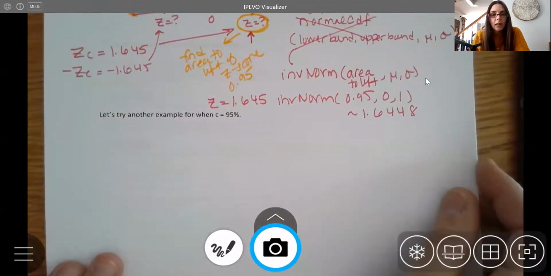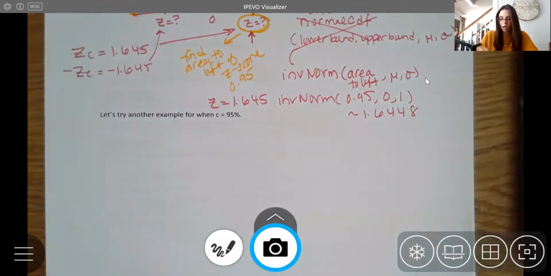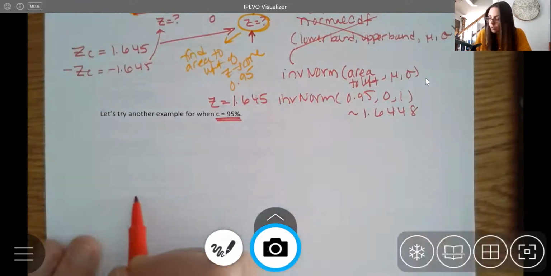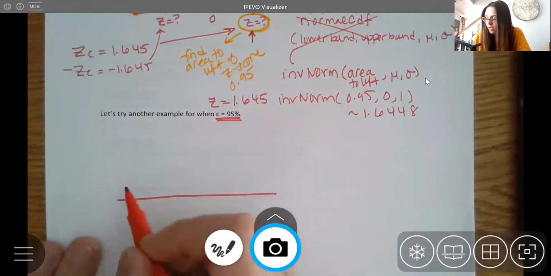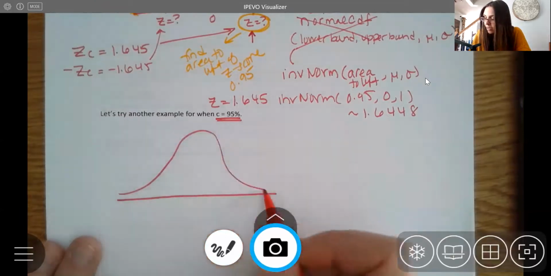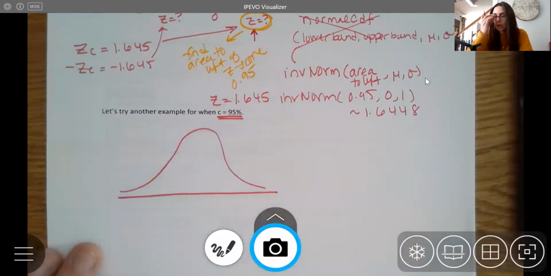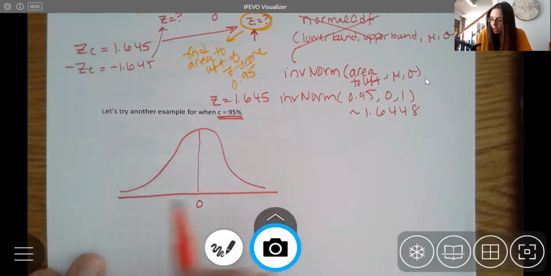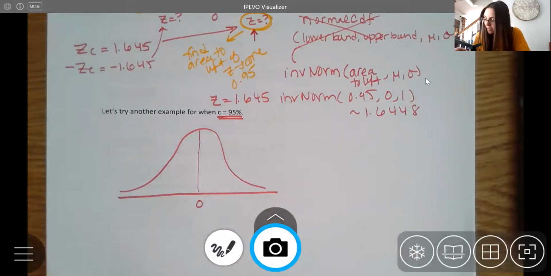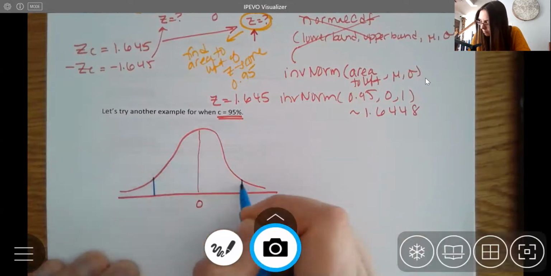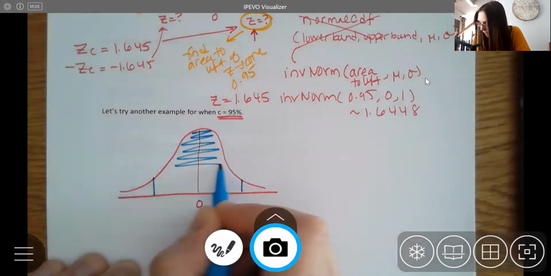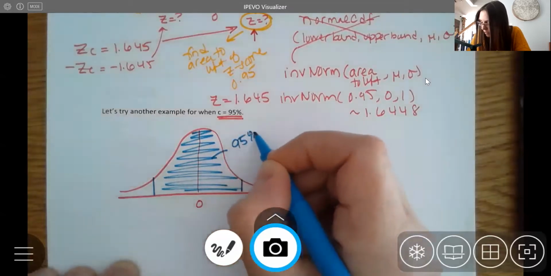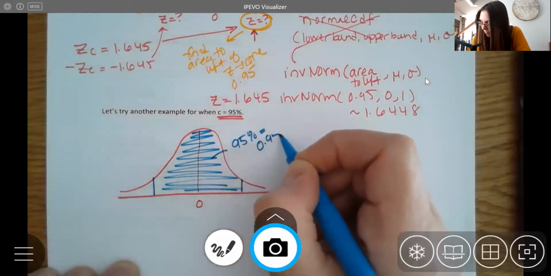All right, so now we're gonna do another one. Again, we're gonna do a confidence level, this time of 95%. What I'm doing here is using a strategy to find those critical z values. That's all I'm doing. So I have my center at 0. Now this time I want 95% in the middle. So this is 95%, which is 0.95.